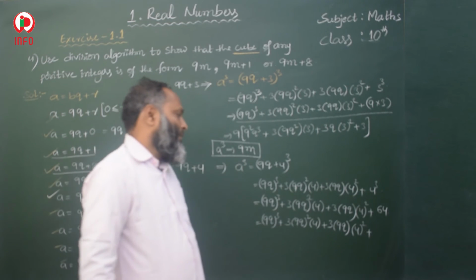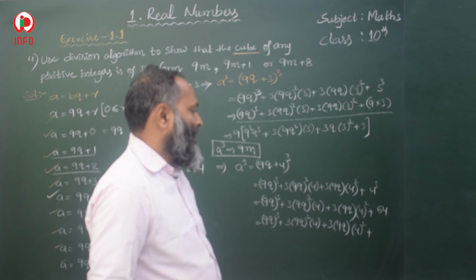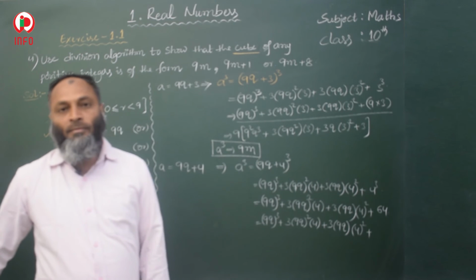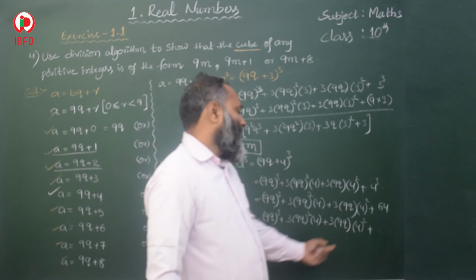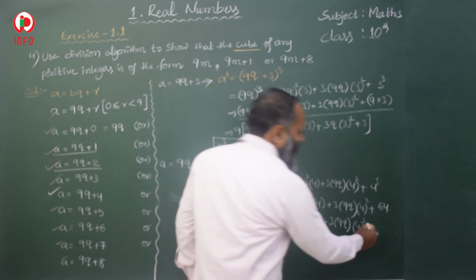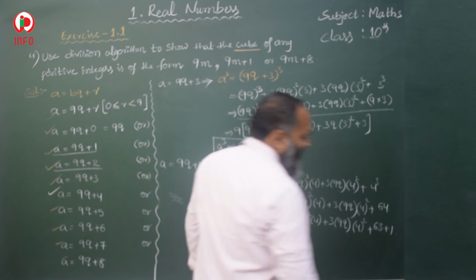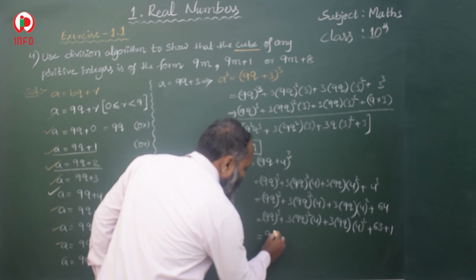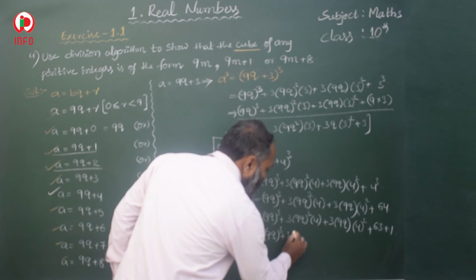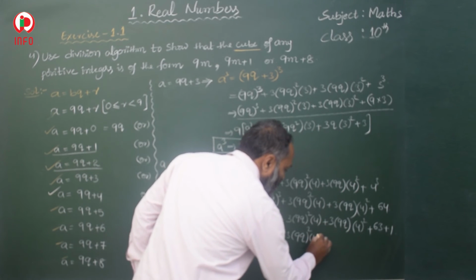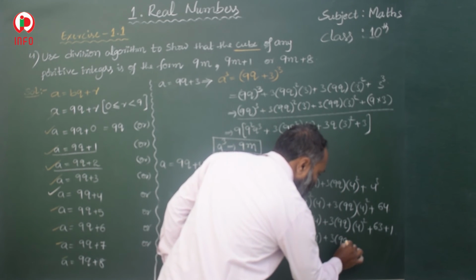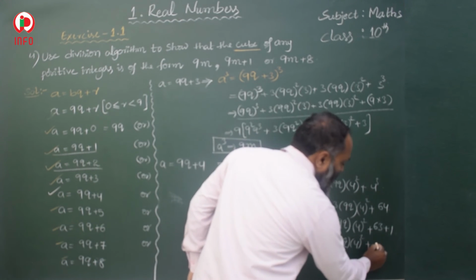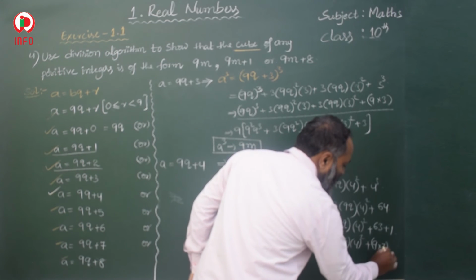64, then how to take 64? We have to think and write 64 as 63 plus 1. So we can take 63 plus 1, that is 64. So now, 9 cube whole cube plus 3 into 9 cube square into 4 plus 3 into 9 cube into 4 square plus 63. How can we take 63? 9 sevens are 63, and plus 1.